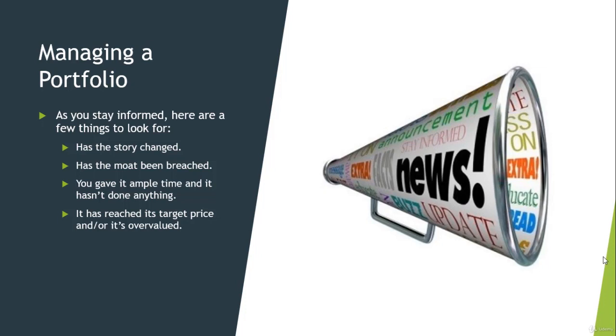Has the story changed? You bought the stock because it was a great company that you understood, probably had a really good management team, and it passed all the items on our checklist. Has that changed since you bought it? Has the moat been breached since you bought it? You gave it ample time and it hasn't done anything. And another thing to look for is it reached its target price and or it's overvalued.